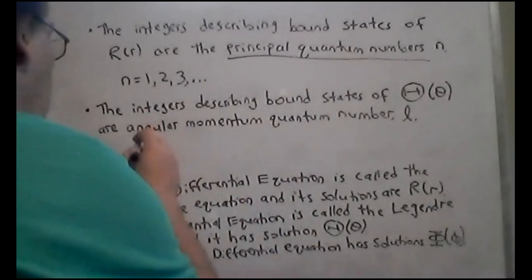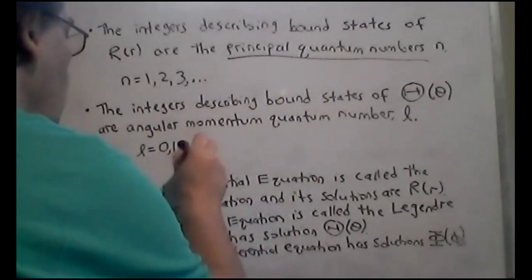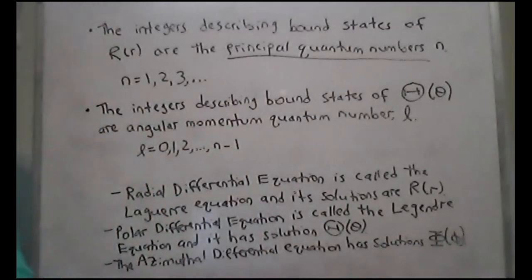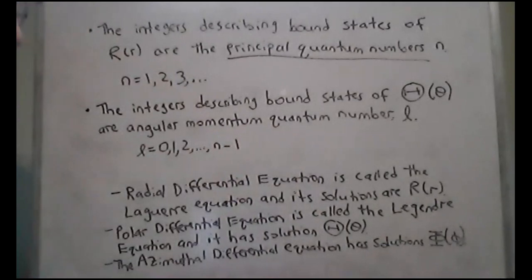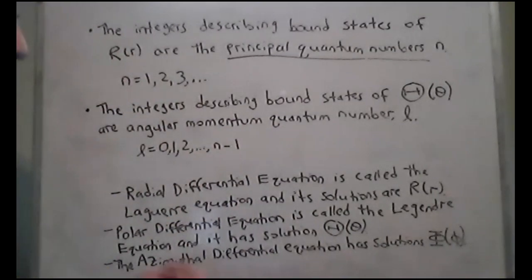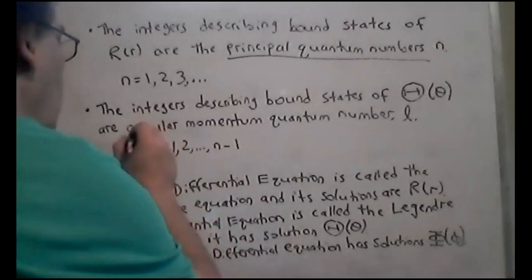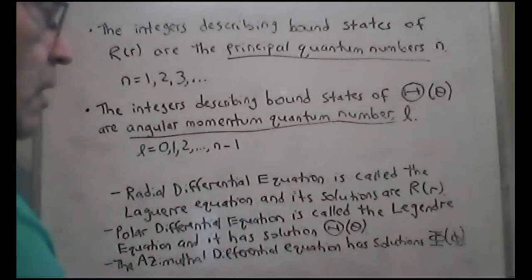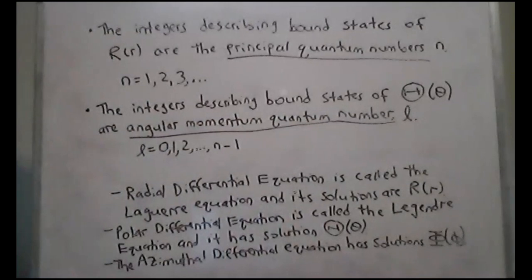L can have the following values: L can equal 0, 1, 2, dot, dot, dot to n minus 1. It can have any non-negative value up to one notch below whatever n is. It cannot equal n or exceed n. So if n equals 3, then your angular momentum quantum number can only be 0, 1, or 2. Again, this is the angular momentum quantum number, and I'm going to mention in a moment that it is the quantum number that provides the quantization of the magnitude of the angular momentum. We'll talk about that in a moment. Okay, I'm just talking about the mathematics right now.